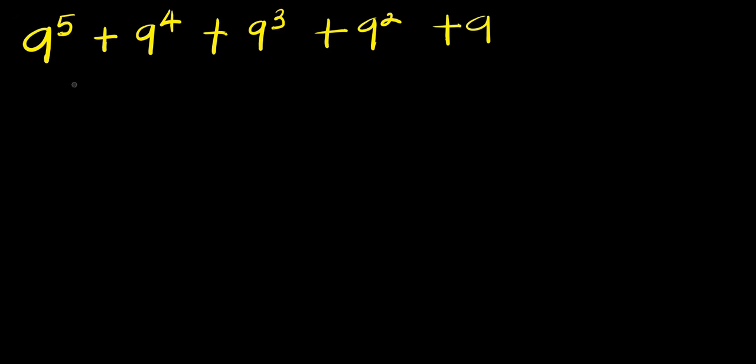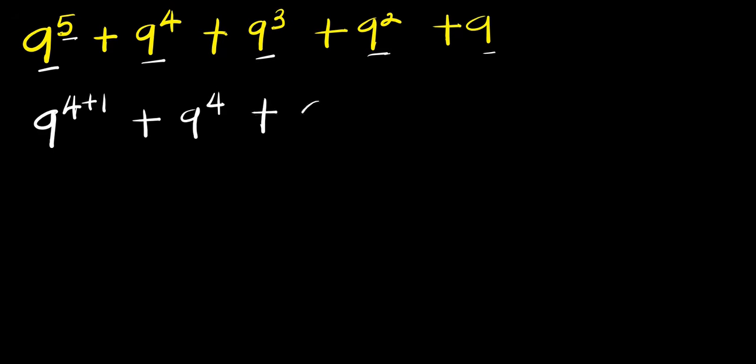Hello, how to evaluate without a calculator 9 power 5 plus 9 power 4 plus 9 power 3 plus 9 power 2 plus 9. So, this 5 we can express as 4 plus 1. We have 9 power 4 plus 1 plus 9 power 4 plus 9. This 3, I can express as 2 plus 1, plus 9 power 2 plus 9.